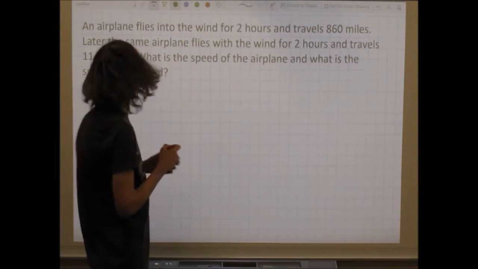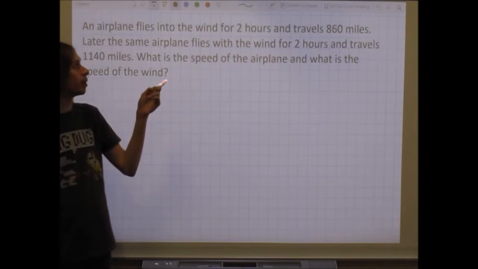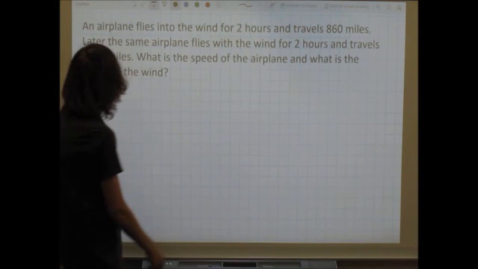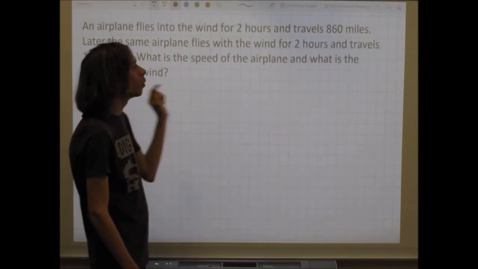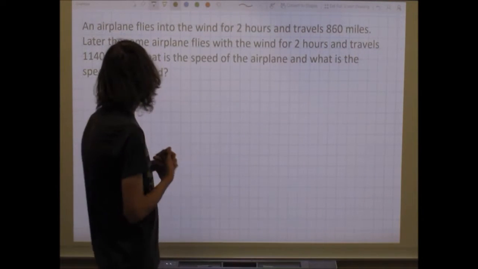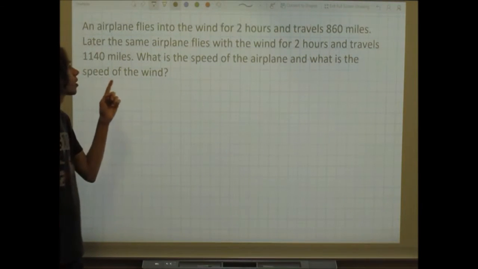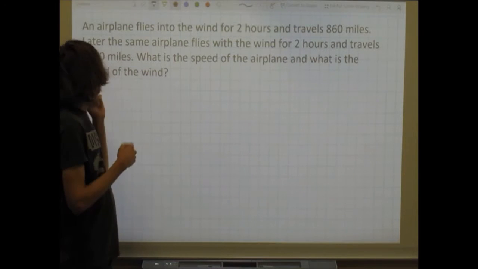Okay, so this one says, an airplane flies into the wind for 2 hours and travels 860 miles. Later, the same airplane flies with the wind for 2 hours and travels 1,140 miles. What is the speed of the airplane and what is the speed of the wind?